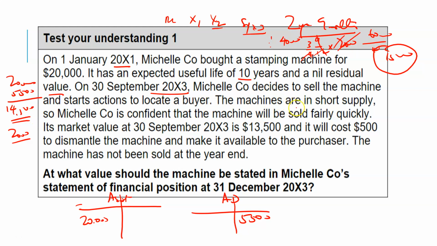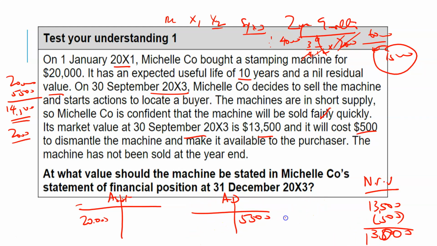Let's see what the situation is. The machines are in short supply, confident it'll sell. So we can see all clear indication here that we will be able to sell this asset. Fair value, market value at the 30th of September is 13,500, but it will cost 500 to dismantle it. So the cost of selling this thing is going to be 500. So therefore, the net realizable value is 13,500 less the 500, giving you a net realizable value of 13,000. So this asset is impaired.